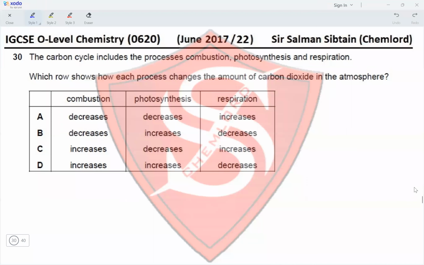Question 30. The carbon cycle includes the processes combustion, photosynthesis, and respiration. Which row shows how each process changes the amount of carbon dioxide in the atmosphere? So combustion increases the amount of carbon dioxide in the atmosphere, eliminating options A and B. Photosynthesis decreases the amount of carbon dioxide in the atmosphere, eliminating option D. And respiration increases the amount of carbon dioxide in the atmosphere, making option C the correct option for this question.